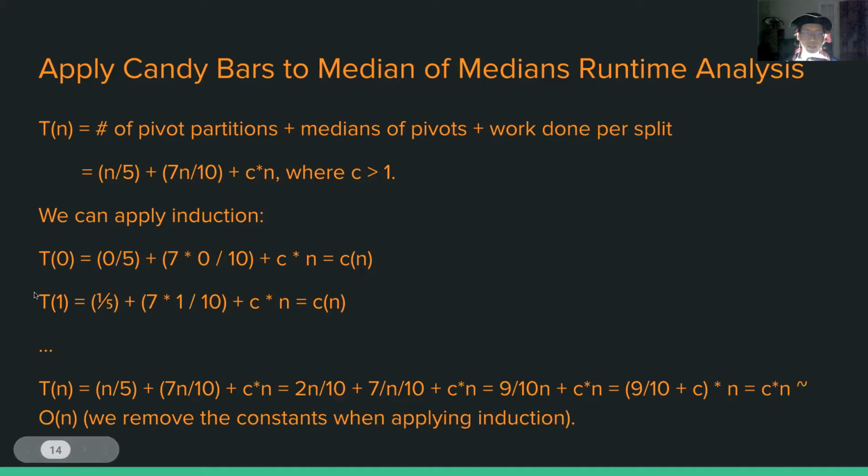And then we now do some induction to do the runtime analysis. We can apply induction. T of 0 case is just c of n. T of 1 case, c of n. T of whatever case, c of n. The T of n case is n over 5 plus 7 over 10 n plus c of n, which is 2n over 10 plus 7n over 10.